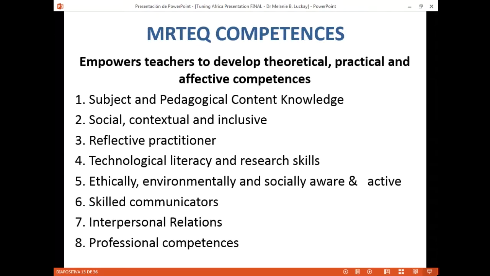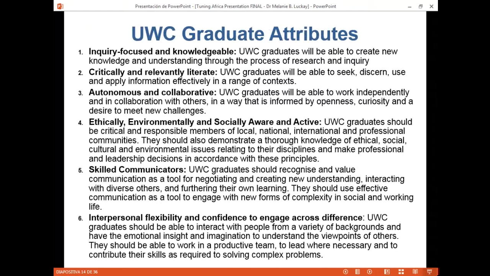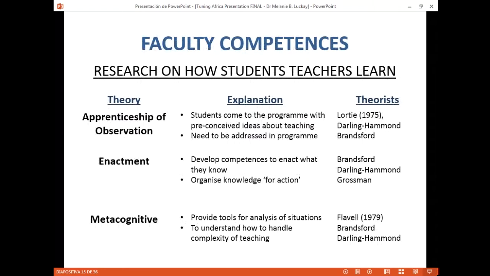So the Mr. Tech then, there were about 11 competences that they wanted a beginner teacher to have. What we as a group did, we looked at the competences and we looked at some overlap. And then we came up with 8 important competences that we could associate with Mr. Tech. Graduate attributes, there were 6 graduate attributes, right? And some of these, though it might have been worded differently, they did match the graduate attributes, right? Now, our faculty competences also matched both the graduate attributes and the Mr. Tech competences.